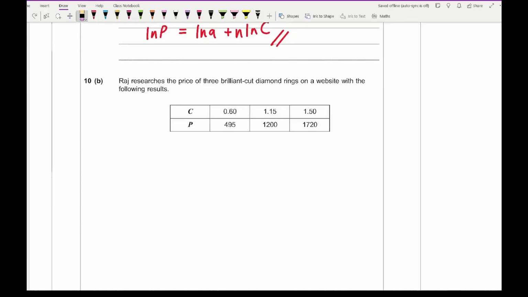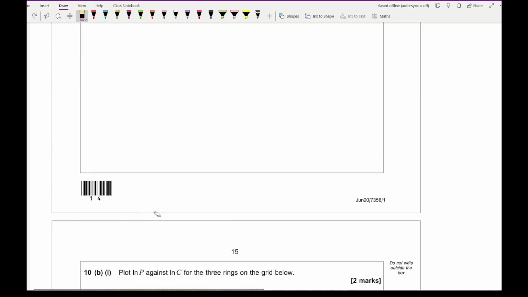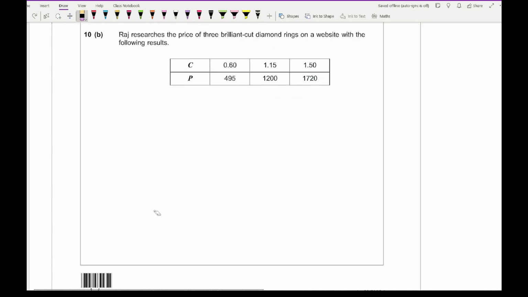On to 10b, it says Raj researches the price of 3 brilliant cut diamond rings on a website with the following results. And the question is asking us to plot ln P against ln C for the 3 rings on the grid below. So for this, first things first, what we need to do is work out the coordinates that we then need to plot. So I need to work out what ln C and what ln P are going to be for those 3 results.